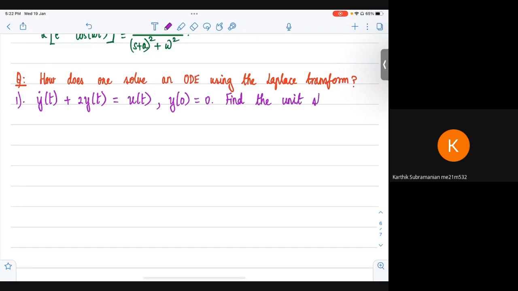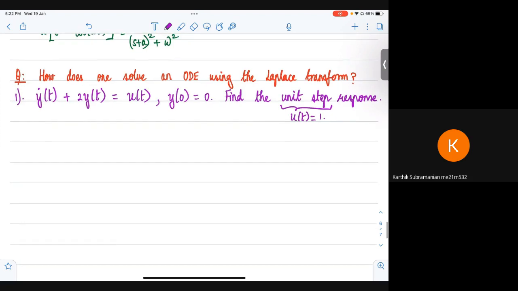Okay, so what do I mean by unit step response? If we say unit step response, we have to find what is the output when u of t is 1, right? So that is the meaning of finding the unit step response. Okay, so let's see how we can utilize the Laplace transform to solve this problem.